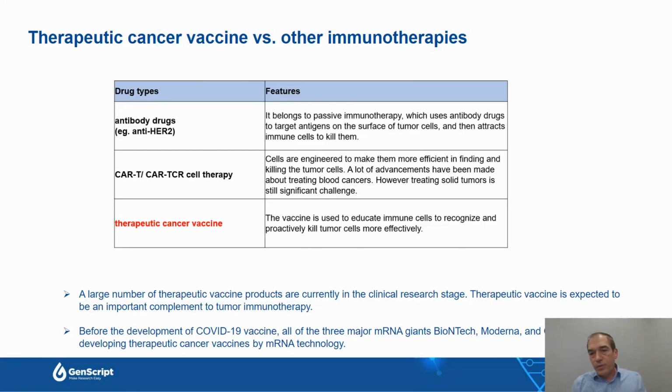A large number of therapeutic vaccines are currently in clinical and research stages. Therapeutic vaccines are expected to be a very important complement to tumor immunotherapies. And a lot of the companies that developed the COVID vaccines were companies that previously were working on therapeutic vaccines: BioNTech, Moderna, CureVac. Hopefully they're going to be launching their therapeutic vaccines very soon.